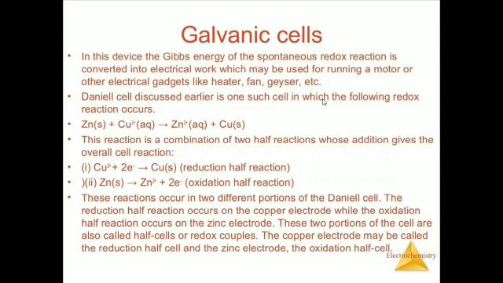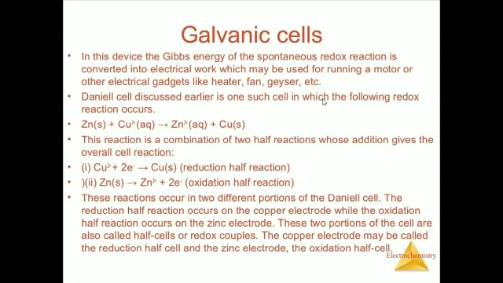So galvanic cells are devices in which the energy of a spontaneous redox reaction is converted into electrical work, which may be used for running a motor or other electrical gadgets like heater, fan, geyser, etc. The Daniell cell discussed earlier is one such cell in which the following redox reaction occurs. Zinc converts into Zn2 plus and copper 2 plus ion converts into copper atom. That means zinc oxidizes and copper reduces.